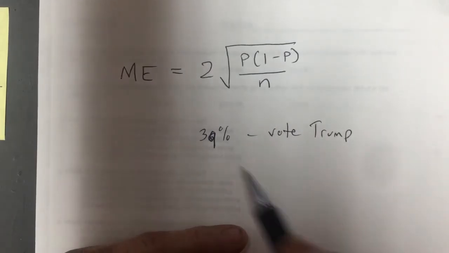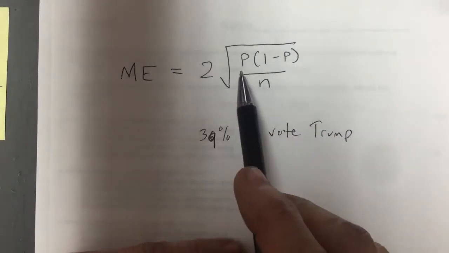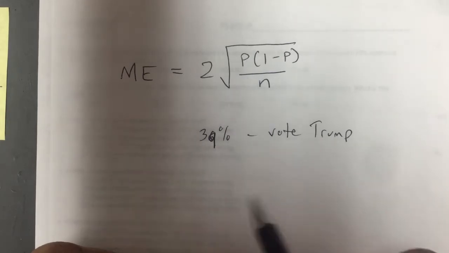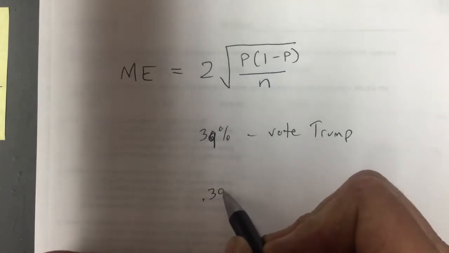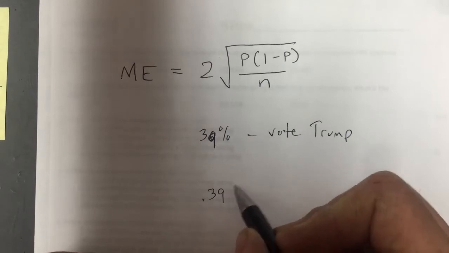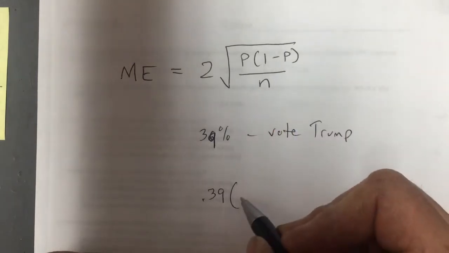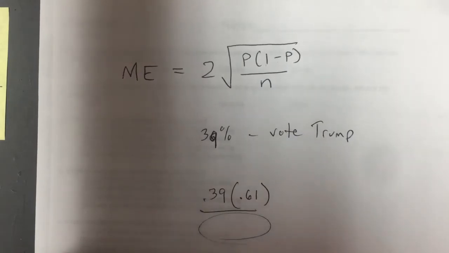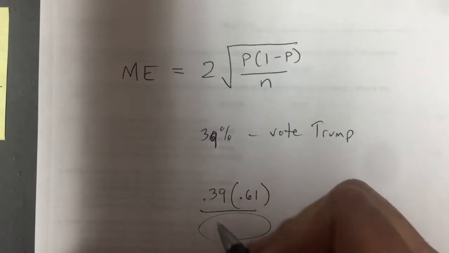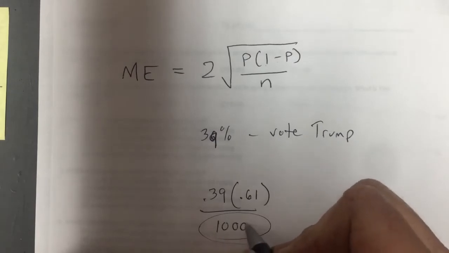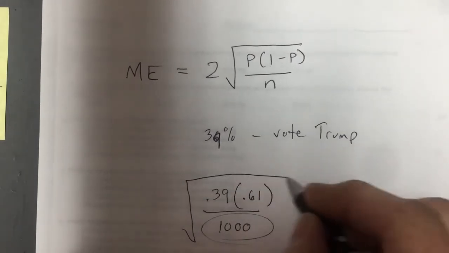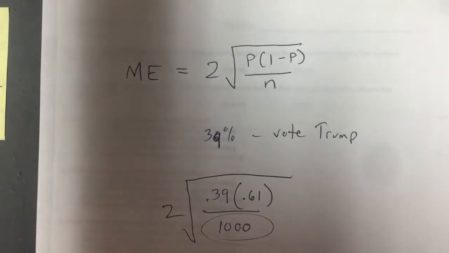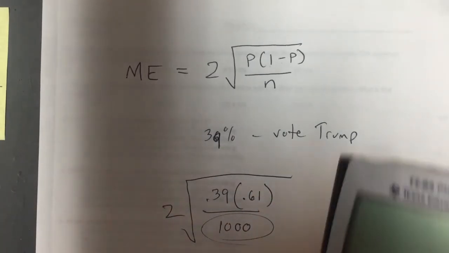So to calculate their margin of error, they put 39 right here, 0.39. And then you do 1 minus 0.39, which is 0.61. And then you divide by how many people they polled. Now, we don't know how many they polled. Let's just put 1,000 right here. That's all in the square root, and then we have 2 times it. So all I do is, it's really simple.